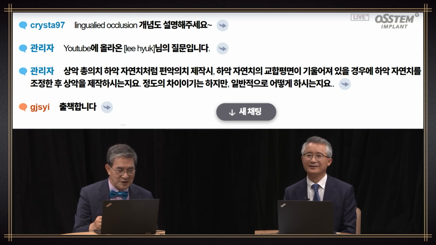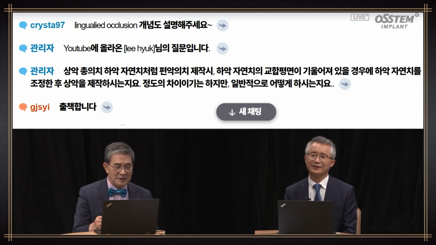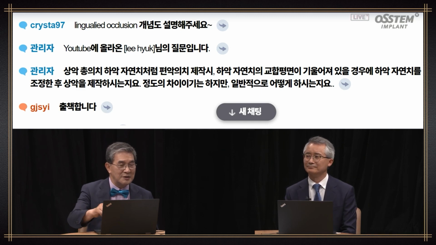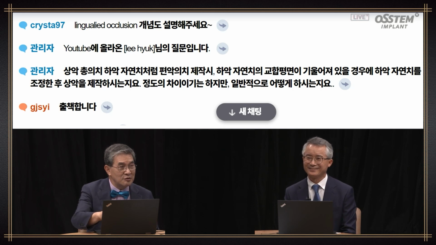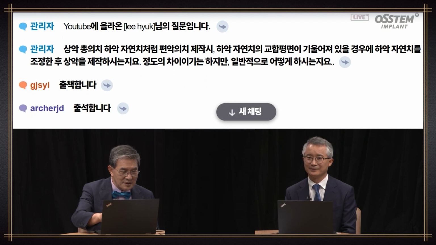Krista 97 asks: can you provide an explanation on lingualized occlusion? To talk about lingualized occlusion is going to take up a lot of time. In the next lecture, Professor Lee So-hyun is going to talk about it. When she talks about teeth alignment, she's going to talk about lingualized occlusion. So I'm going to deliver this question to Professor Lee and ask her to provide more detail.